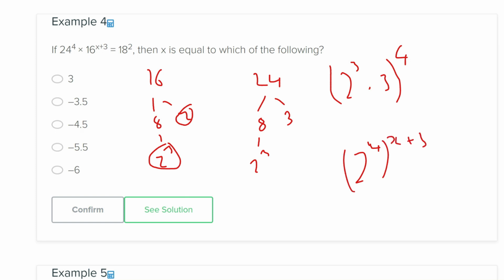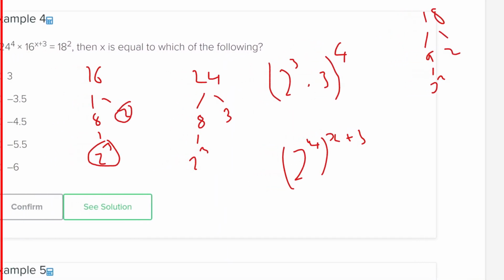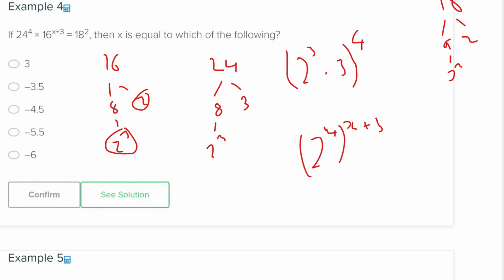Finally, let's do that to 18. Let's give ourselves some more space here. So 18 is, break that down, 9 times 2, and 9 is 3 squared. So if we're going to write this out properly, we'll now write it out only using prime factored forms. So 24 is 2 cubed times 3 all to the power of 4 times 16, which is 2 to the 4 to the power of x plus 3, equals 18 squared.